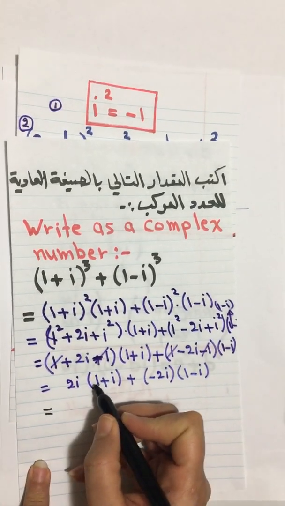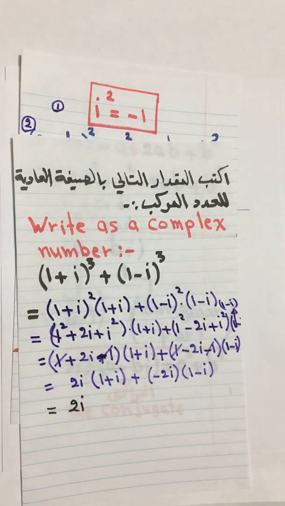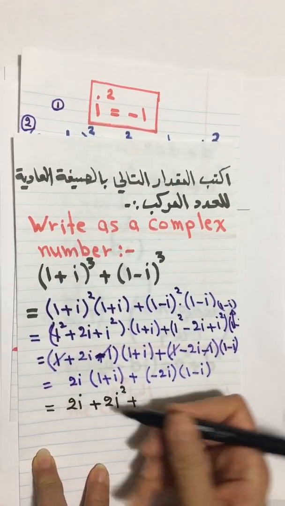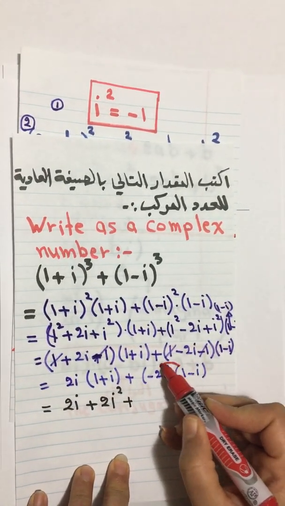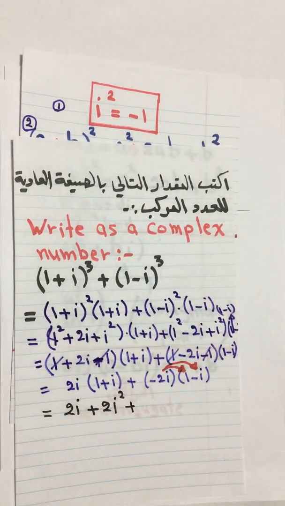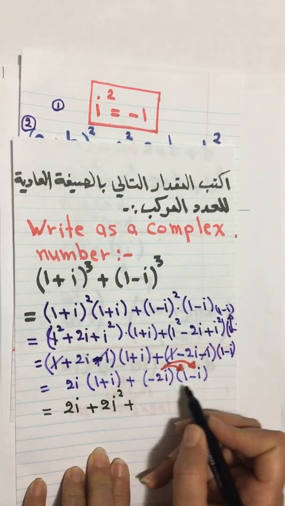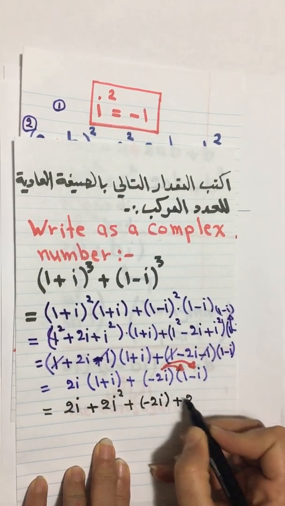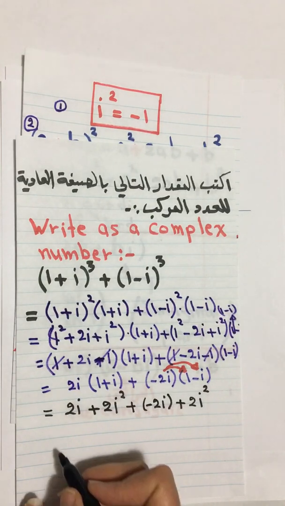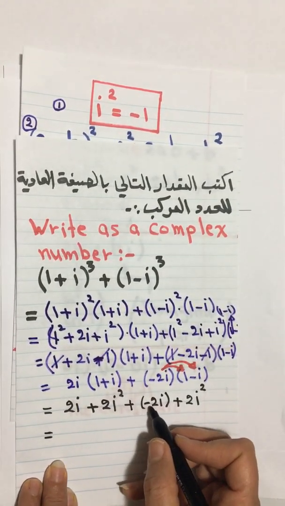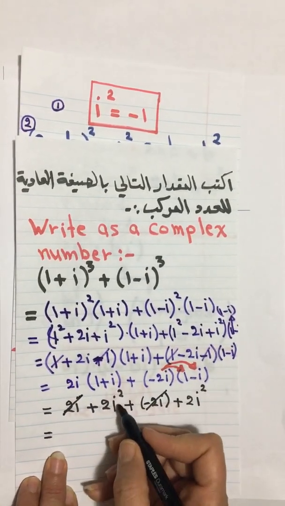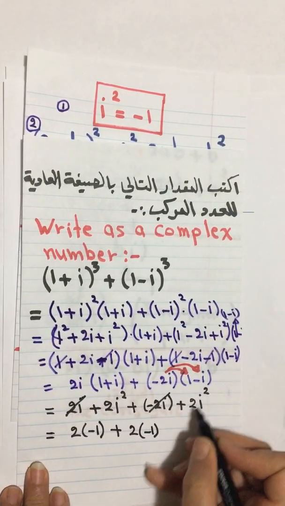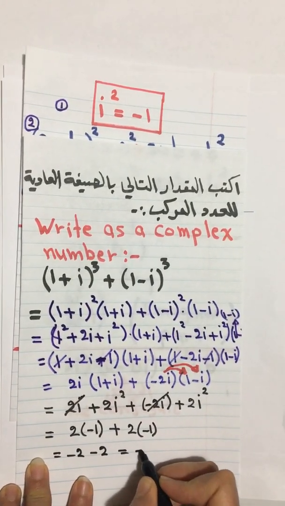Now I'm going to have 2i times 1, which is 2i, plus 2i times i, 2i squared, plus, now I'm going to multiply negative 2i by 1 and negative 2i by negative i. أضرب minus 2i في واحد. Negative 2i times 1 is negative 2i. Negative times negative, positive. 2i times i, 2i squared, which equals positive 2i minus 2i, or negative 2i, cancel them out. 2i squared means 2 times negative 1, plus 2 times negative 1, which equals negative 2 minus 2, which is negative 4.